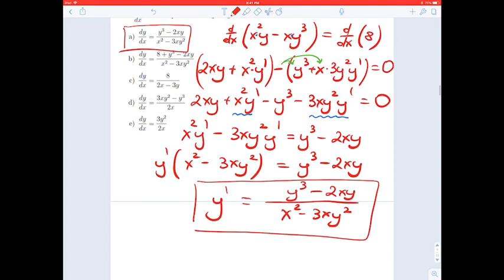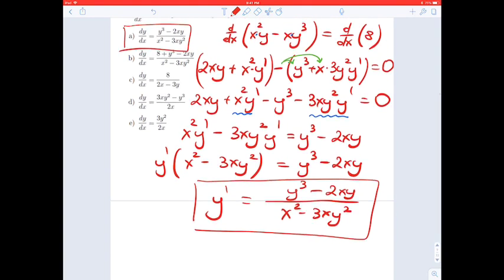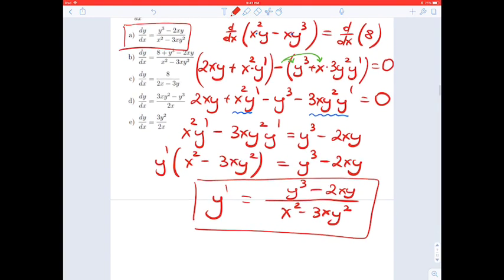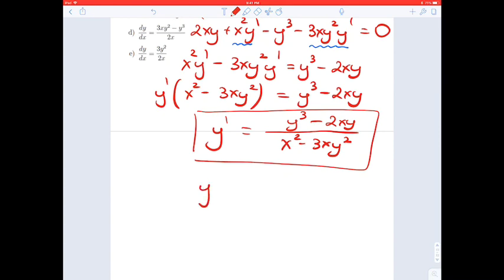One more thing I could add here, because fortunately my option is the same. Please note that I can switch the order because the numbers are negative and positive. I can put positive 2xy and then negative y cubed. This means that I did factor out the negative sign. I can also do the same in the denominator.